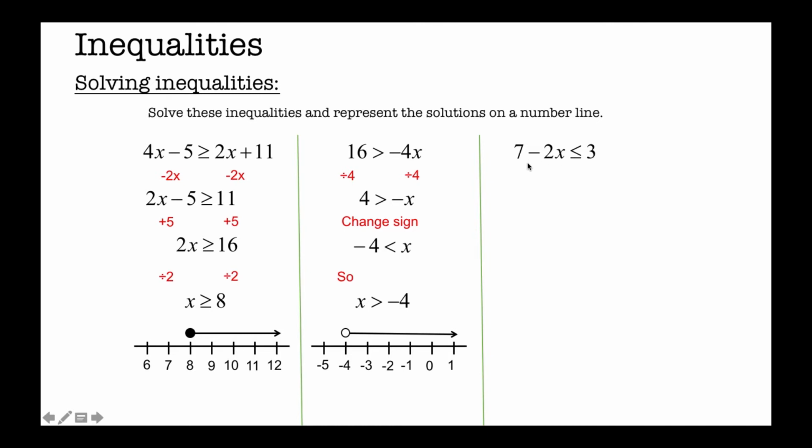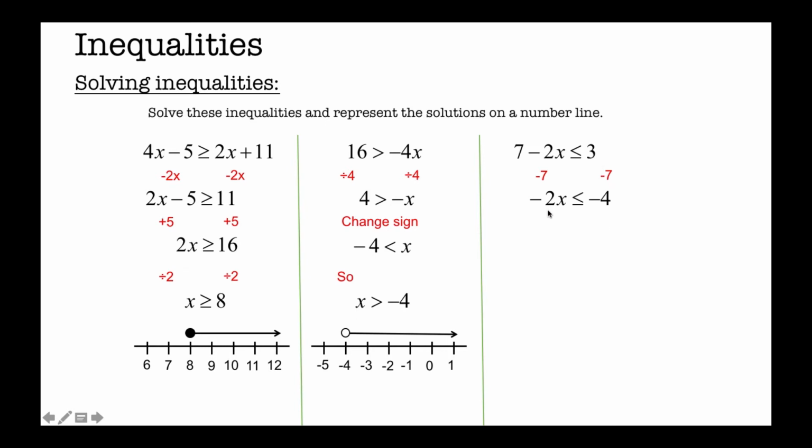Okay, so here we have 7 minus 2x is less than or equal to 3. So again, we need to make sure all the numbers are on one side and all the x values are on another. So the first thing I want to do is move this 7 over here. So I'm going to minus the 7 because this is a positive. That leaves me with minus 2x is less than or equal to minus 4, because 3 minus 7 is minus 4.